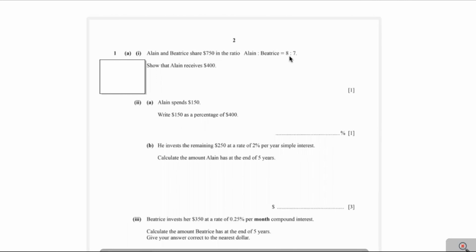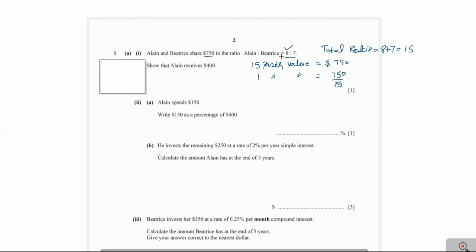Now you see here the total ratio is 8 plus 7. We can write it as total ratio that is equal to 15. And this 15 part value equal to $750. Therefore, one part value will be equal to 750 divided by 15, and we have to find Elan's share.